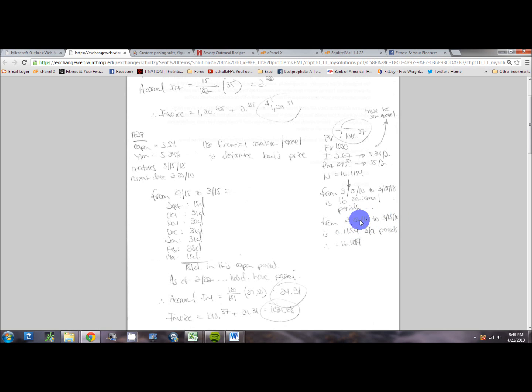So that should actually be 21 divided by 180. So I made a mistake here. This should not be 0.1154. It should be whatever 21 divided by 180 is. So it should be 0.1167. So if we redo this, and I'll include this in the email, that should be 16.1167. So then your bond's price should be, let's see, 1,000 is your future value, 5.34 is your I, 27.50 is your payment, 16.1167 is your N.